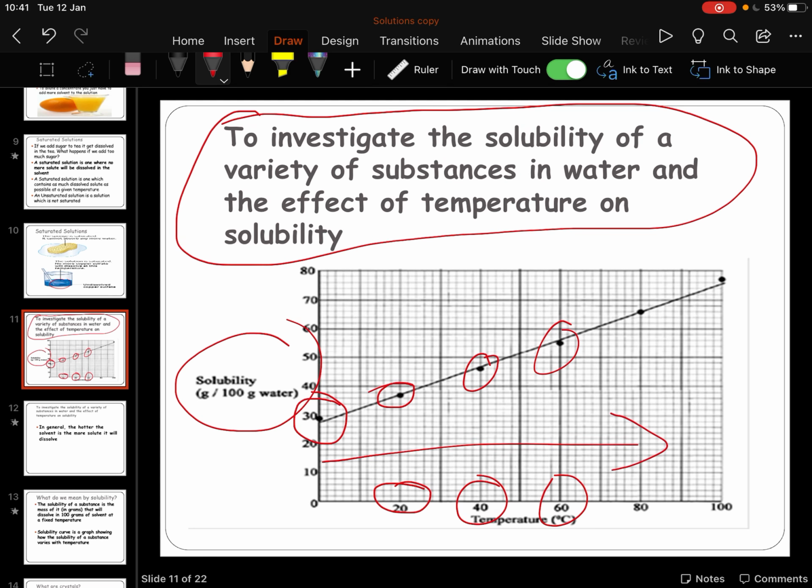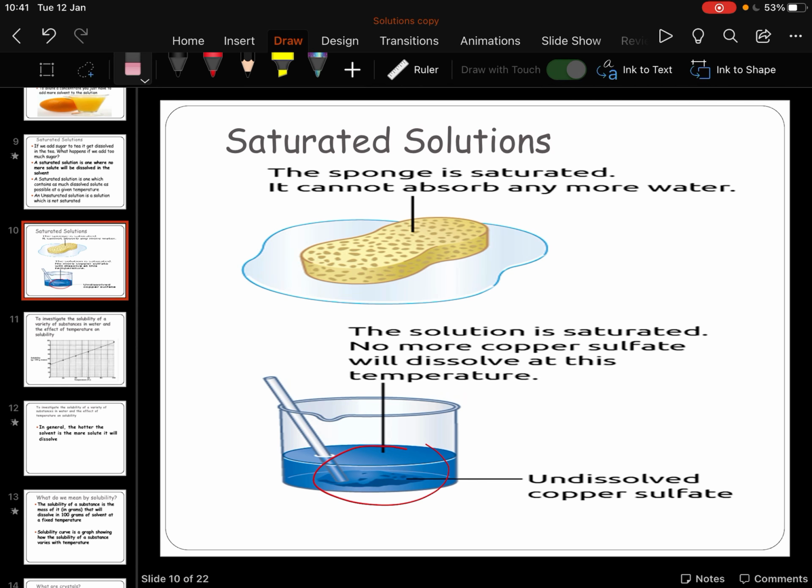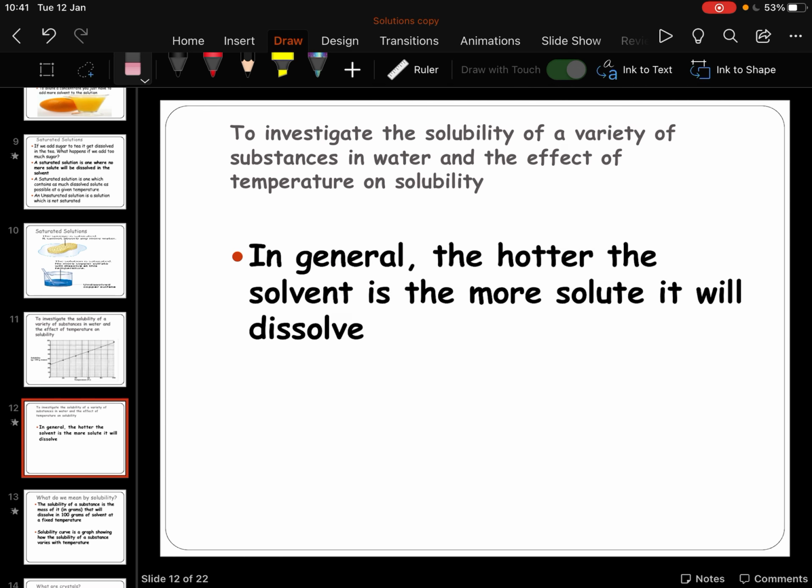So as the temperature increased, they were able to get more and more of the copper sulfate into it, okay? To desaturate it even further. So underneath your heading, just take down this: in general, the hotter the solvent is, the more solute it will dissolve. So the hotter the solvent is, the more solute it will dissolve.